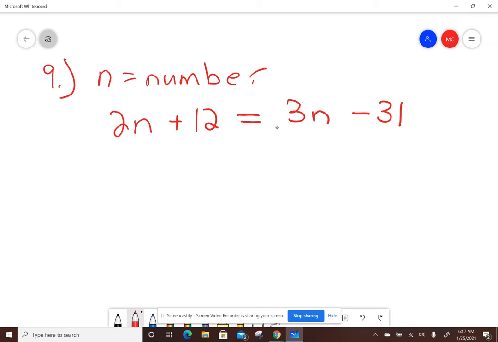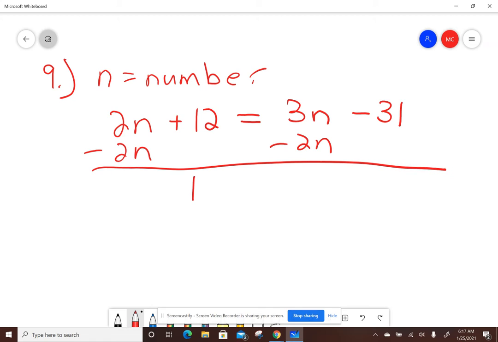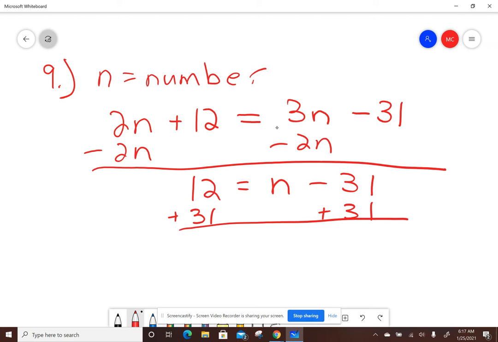So now I have a variable on both sides. I'm going to get rid of one of the variables. So I subtract 2n. You could have subtracted 3n. It's personal preference. Now I'm going to add 31 to both sides. And 43 equals n. Now let's see if that works.